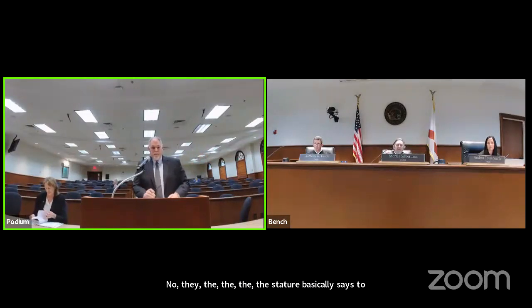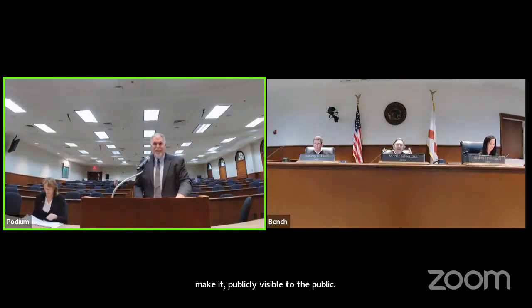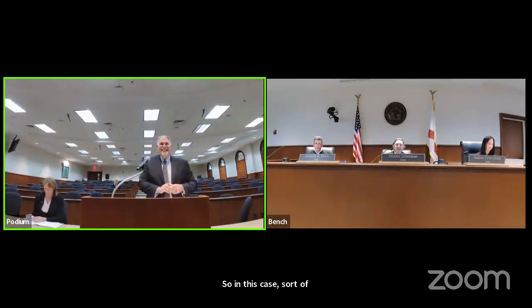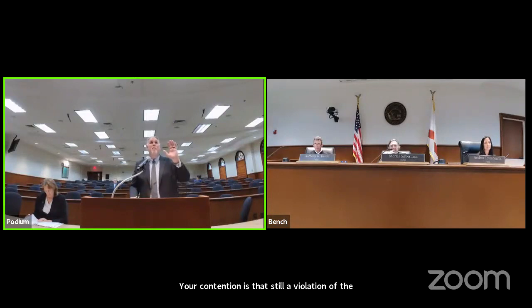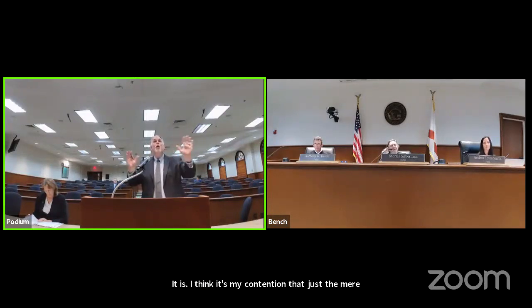So in this case, sort of my letter analogy, which I know is not a perfect analogy, if you put something up that could possibly be seen, but no one ever, it sounds like, did a tree fall in the forest? Yes. No one ever sees it, or there's no evidence that might come forward and no allegation of evidence that might come forward. Your contention is that's still a violation of the statute? It is. It is my contention that just the mere creation and delivery and disclosure of that document, even if no one else sees it.